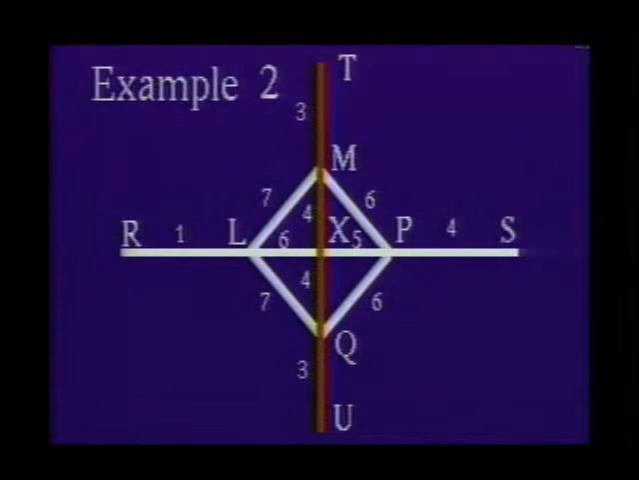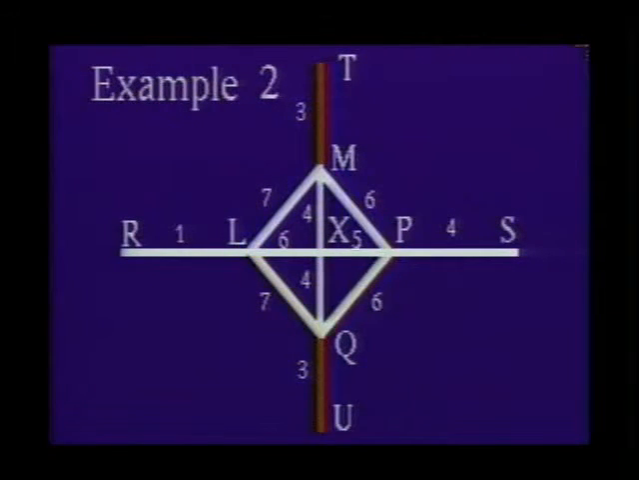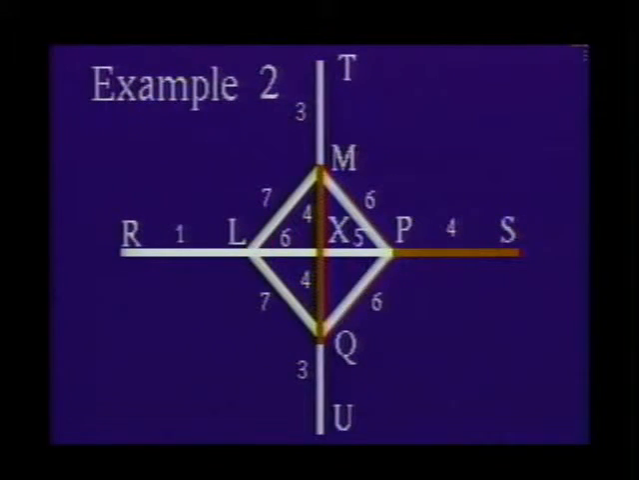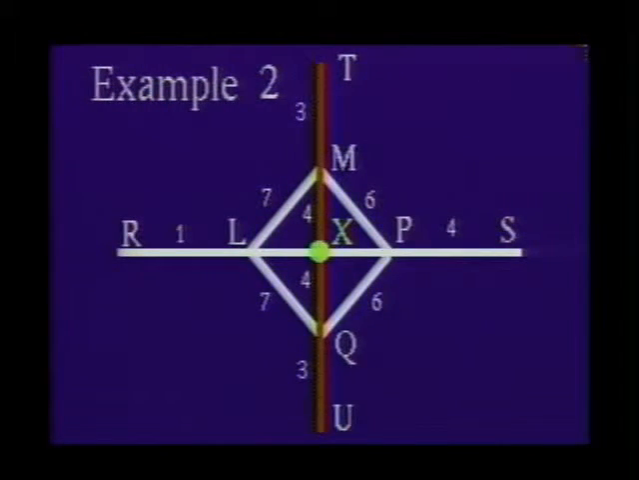The congruent line segments are LM and LQ, MP, QP, and LX, TM and QU, TX, XU, LQ, and LM, MX, XQ, and PS. Line segment RS bisects line segments TU and MQ. The midpoint of line segment TU is point X.